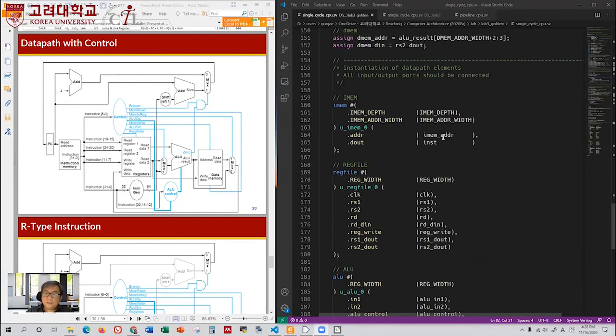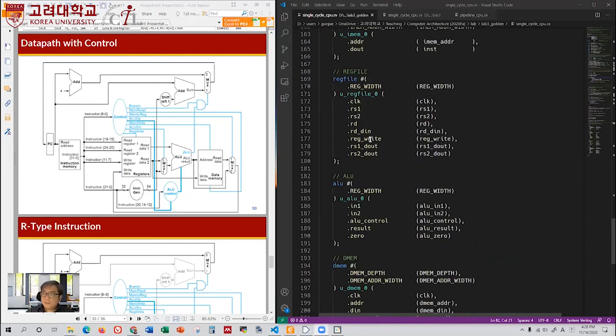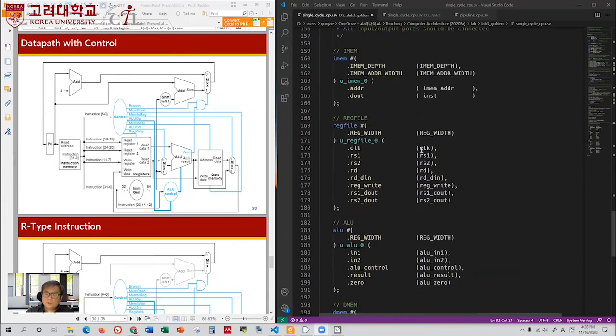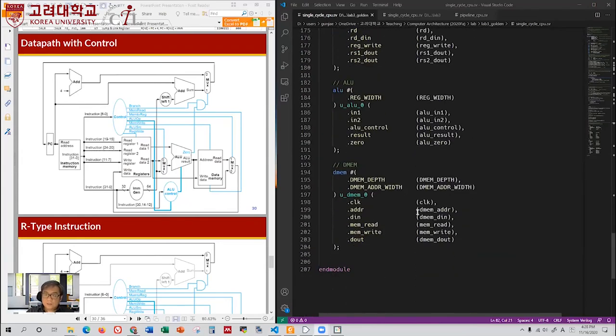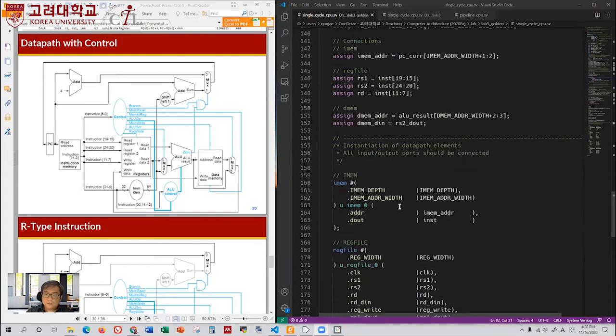And then finally, you can instantiate the already designed data path elements here like this. You can just connect the signal name to the port of the data path designs. For example, the RS1 port is connected to the RS1 ID signal. So you can find the instantiation of the data path elements here, and that's it.